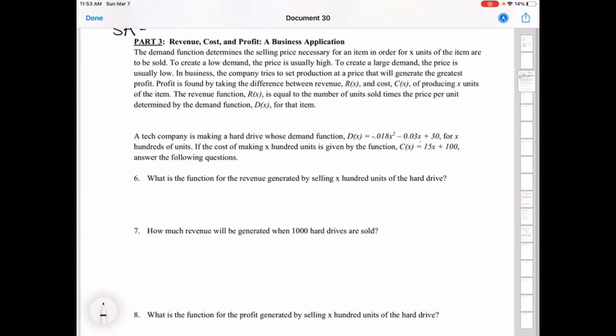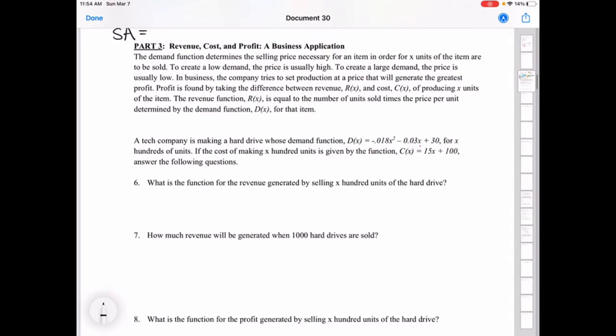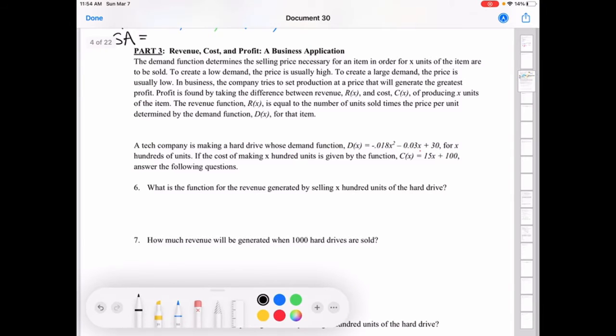3, which is revenue, cost, and profit. A lot of businesses use these equations to make sure, okay, when am I going to be making profit? How will I be losing money? What's the best option for me to maximize or minimize costs and demands, right? So here, when you're reading this blurb, there's a couple important things to pay attention to.